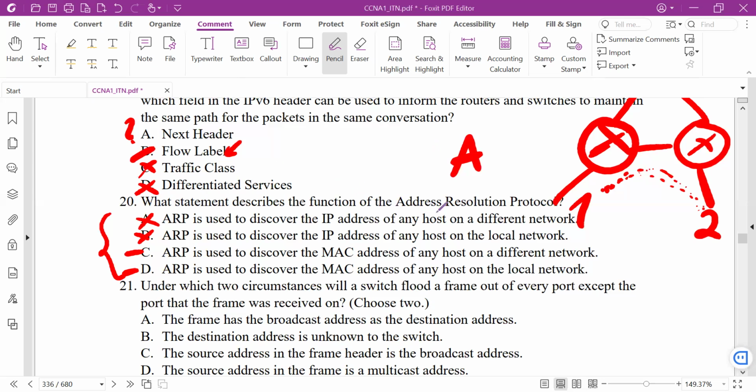Which statement describes the function of the ARP? Used to discover the MAC address of any host on a different network? This one is tricky. And this one is also tricky. Used to discover the MAC address of any host on a local network. What is the difference? Yeah, I think I've got the answer in my head. Let me give you the answers again. The answer is between C and D.